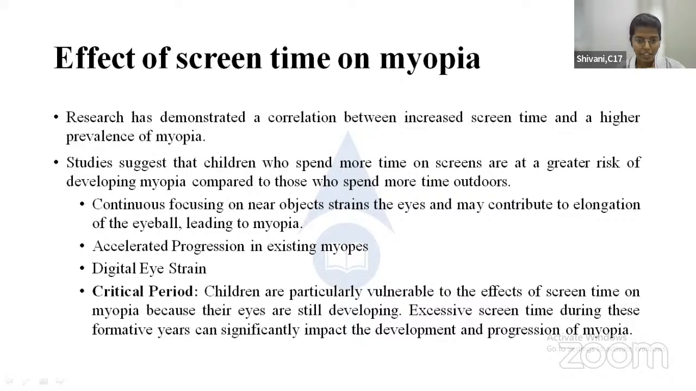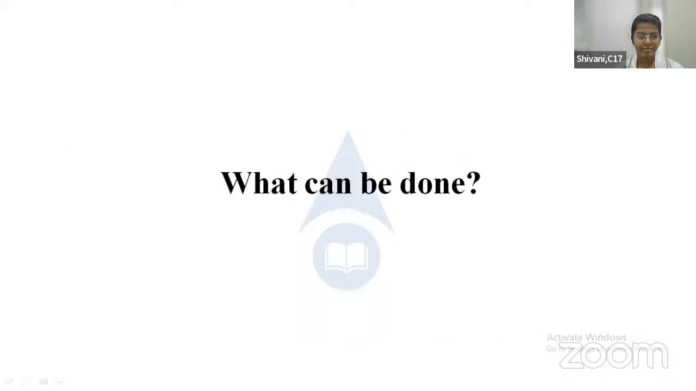Accelerated progression in existing myopia, digital eye strain, critical period. Children are particularly vulnerable to the effect of screen time on myopia because their eyes are still developing. Excessive screen time during these formative years can significantly impact the development and progression of myopia.